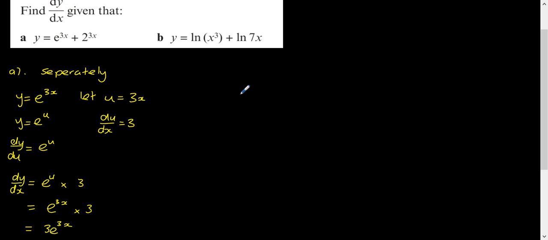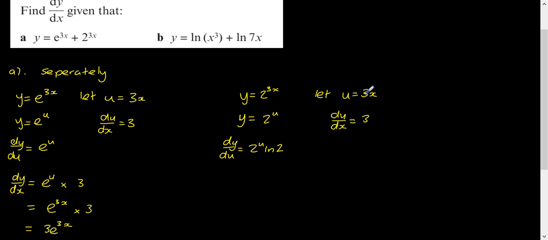Now let's have a look at 2 to the 3x. And we're going to let u equal the 3x again. And that means that y is 2 to the power of u. Now when we find dy by du this time, we use that standard result that we learned last week, which is going to be 2 to the u multiplied by natural log of 2. And then du by dx, again, it's just 3.